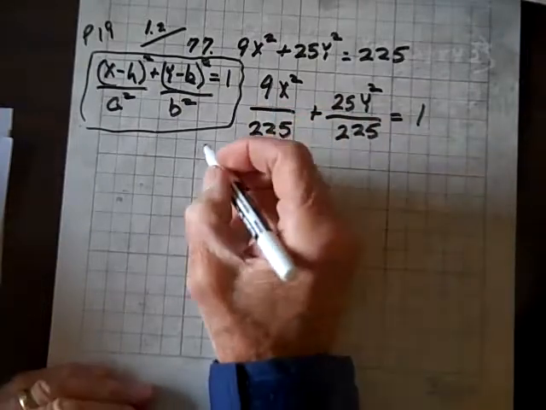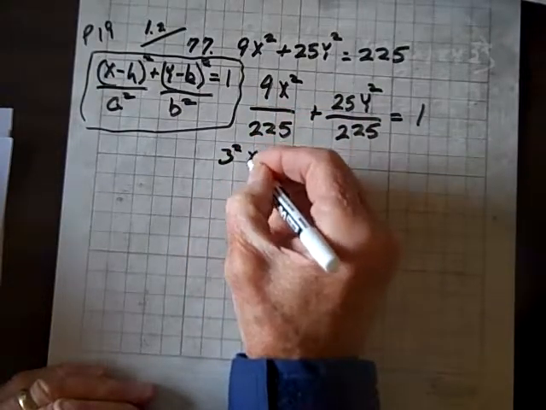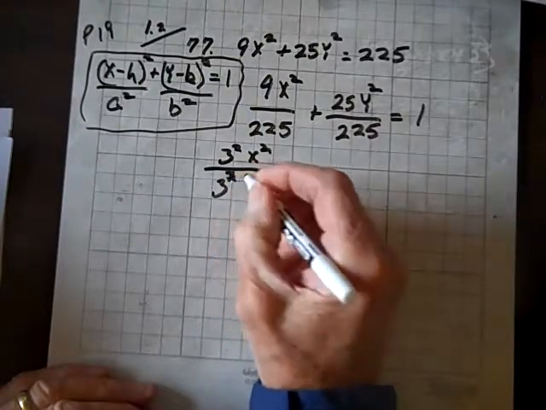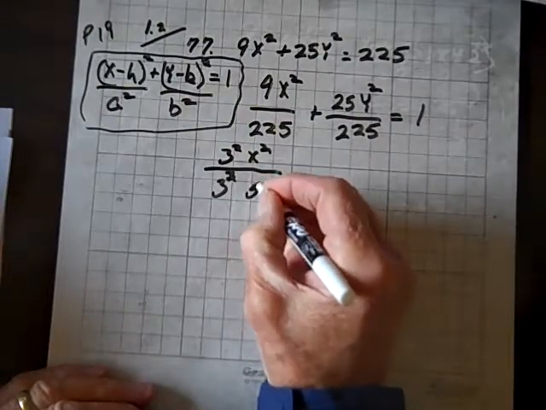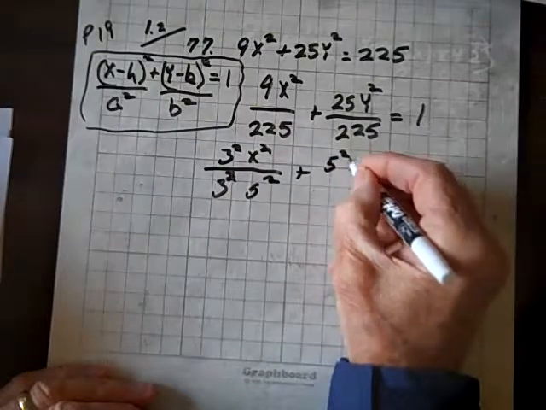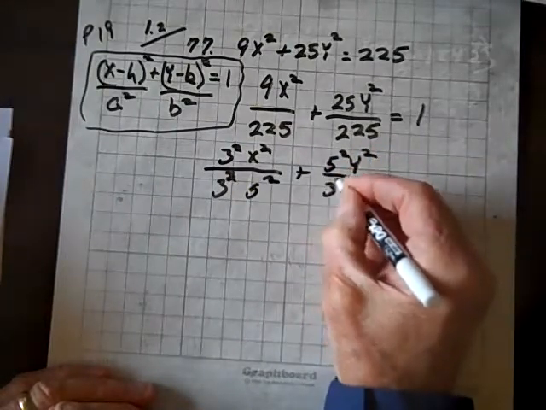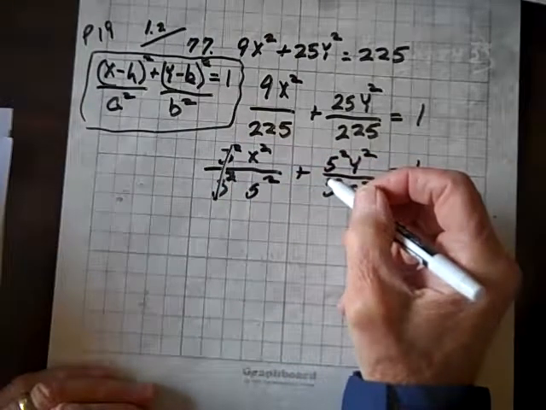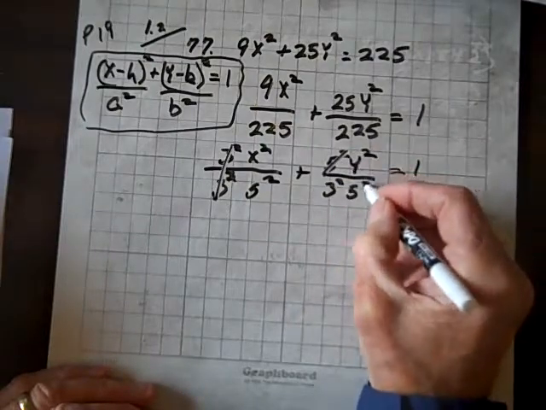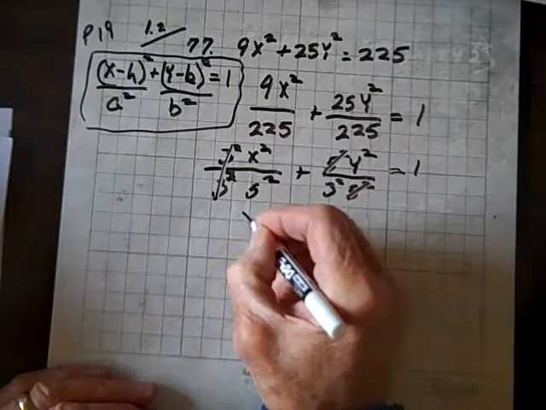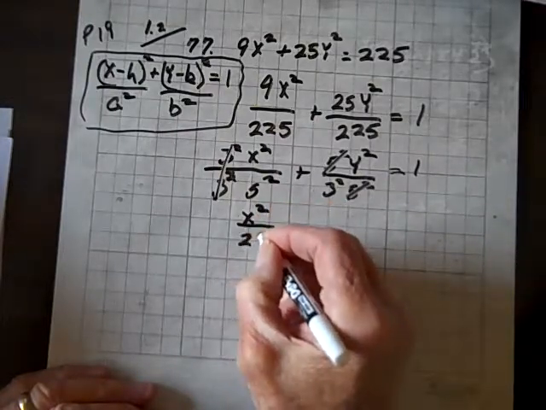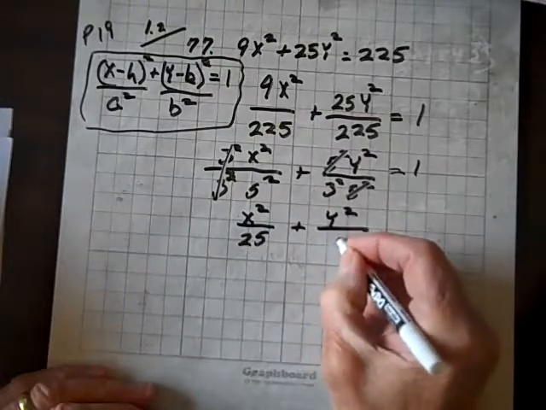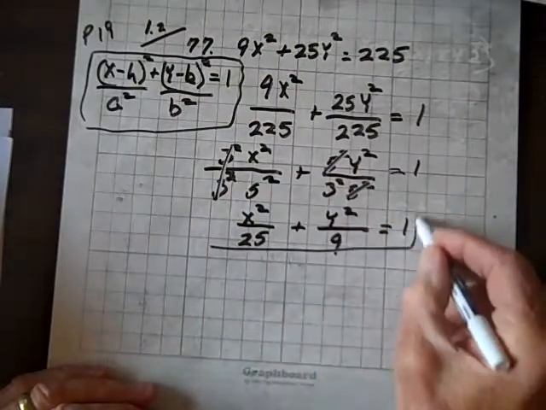Now, this is the same as 3 squared x squared over 3 squared times 5 squared, plus 5 squared y squared over 3 squared times 5 squared equals 1. Well, clearly the 3 squareds divide out here, and the 5 squareds divide out here. So we have x squared over 25, and you square that, plus y squared over 9, and that equals 1, and there's the standard form.